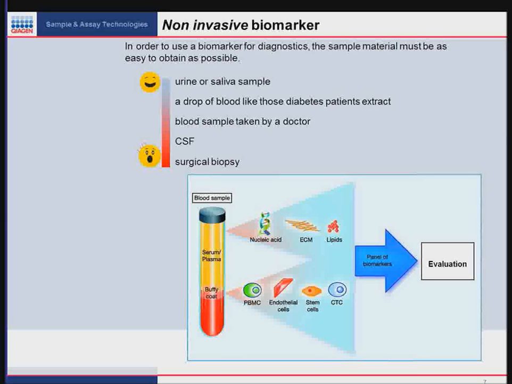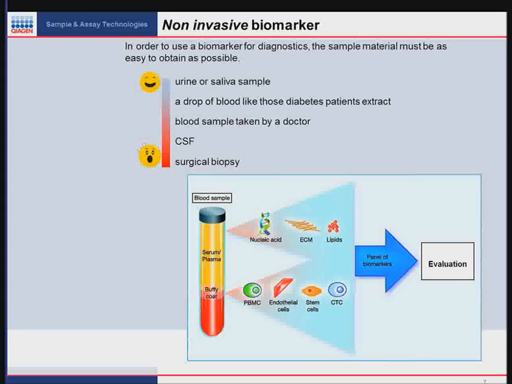One more term, a non-invasive biomarker. So in order to use a biomarker for routine diagnostics, the sample material must be as easy to obtain as possible. So what do I mean by this? Well, if we look at our smiling faces here, the supreme material for biomarker development could be urine or saliva. These are samples that are very non-invasive in terms of collecting from patients. Moving down the scale, a drop of blood from a finger prick, for example, like those that diabetic patients use to monitor their sugar levels in their blood. It's a little bit more invasive.